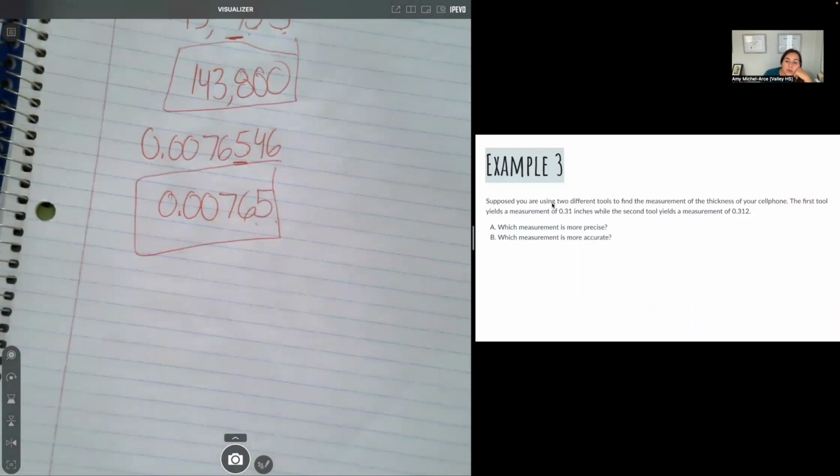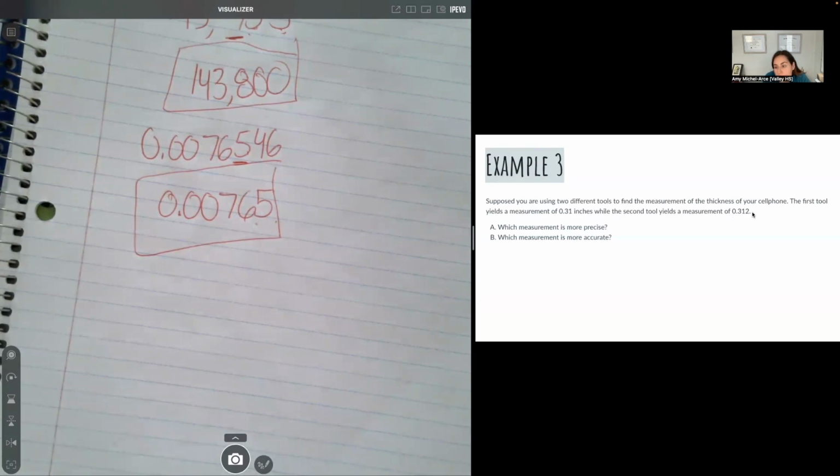Suppose you are using 2 different tools to measure the thickness of your cell phone. You measure with one tool that says it's 0.31 inches, while the other is 0.312. So which one is more precise? The one with more decimal places. The second one goes to the thousandths place. The first one only goes to the hundredths place. So 0.312 is a more precise measurement.